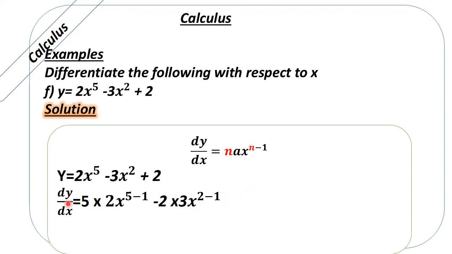With that being said, 5 times 2 is going to be 10. Then on top 5 minus 1 is going to be 4. Then -2 times 3 is going to be -6. Then on top 2 minus 1 is going to be 1. So we're going to have 10x power 4 minus 6x power 1. Power 1, there's no need to write it, because anything to the power 1 is just itself, so it's 10x power 4 minus 6x.